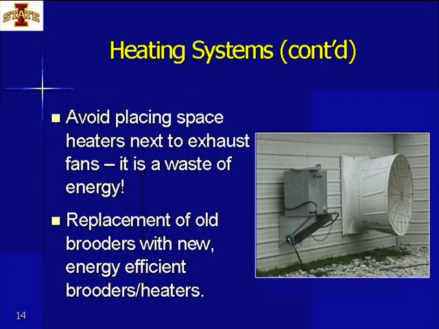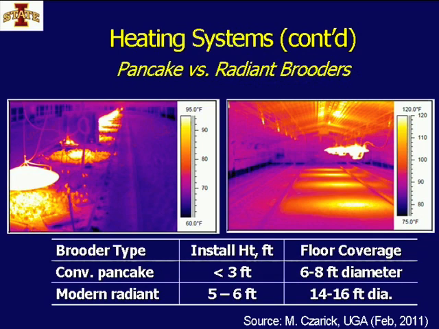And we need to look at the replacement of old brooders with new energy-efficient brooders. This chart is borrowed from Mike Czarick at the University of Georgia, who did some actual measurements with thermal imaging, looking at the temperature distribution of conventional pancake brooders versus radiant brooders. You can see the coverage area for the modern radiant brooder is easily twice as big, and this is something producers should look into when they consider renovating or improving their heating systems.